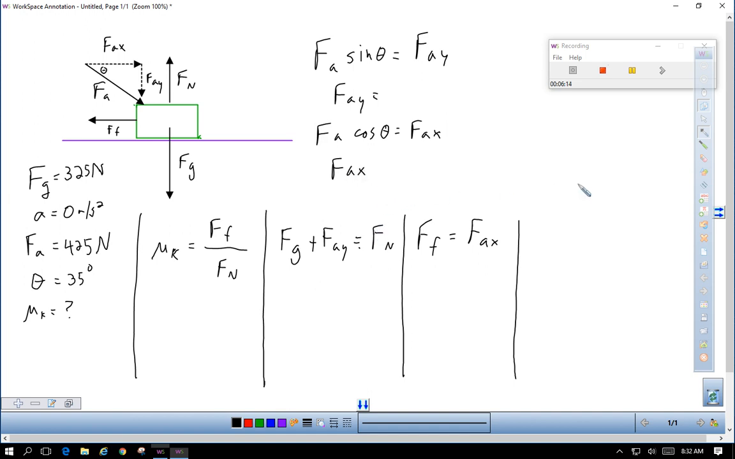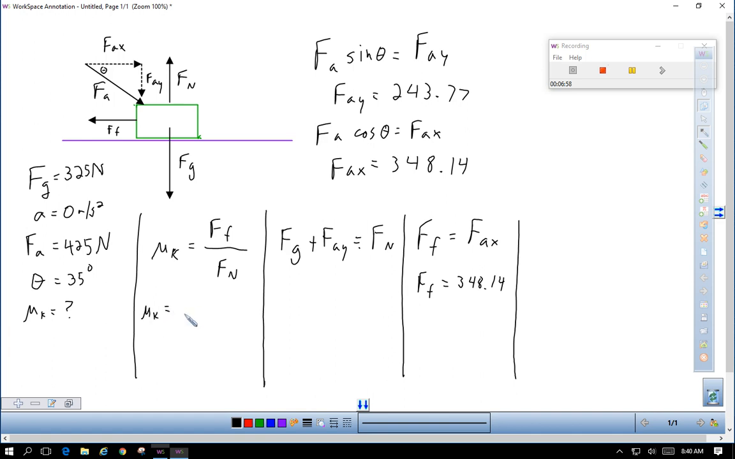All right, so let's pause for just a moment and calculate those values. All right, and I did the calculations and came up with that Fay was equal to 243.77 and Fax was equal to 348.14. So what we'll do next is put both of those in. Now let's see, Ff is equal to Fax, so we know that Ff is going to equal 348.14, and so that's going to be one of the numbers that we'll need over here.